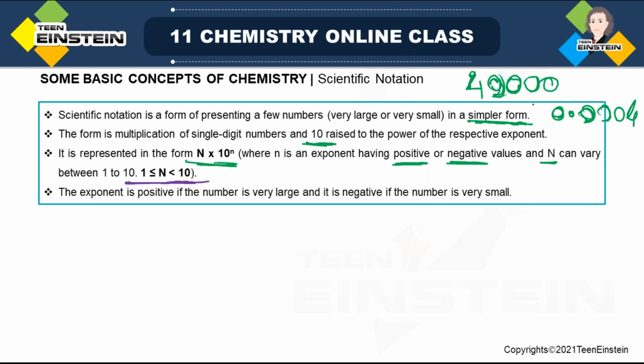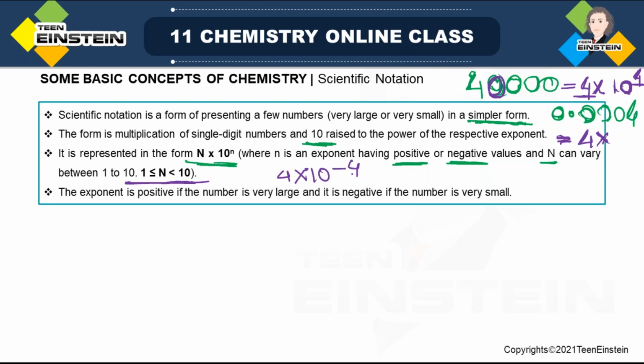So here this 40000, which is basically 40,000 that I have written, you can write it in this way: 4 into 10 to the power 4. Okay, so here capital N is 4, small n is also 4. Similarly, 0.0004, you can express it in this way: 4 into 10 to the power, so it is actually 4 into 10 to the power minus 4.